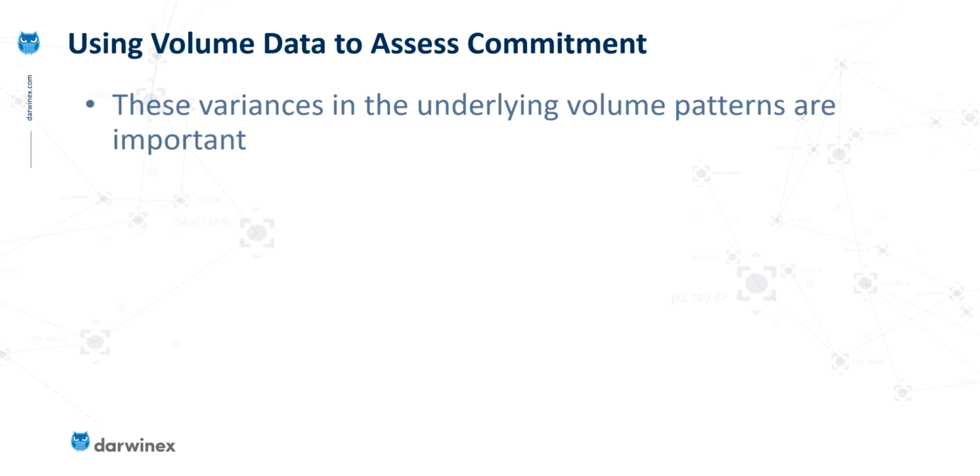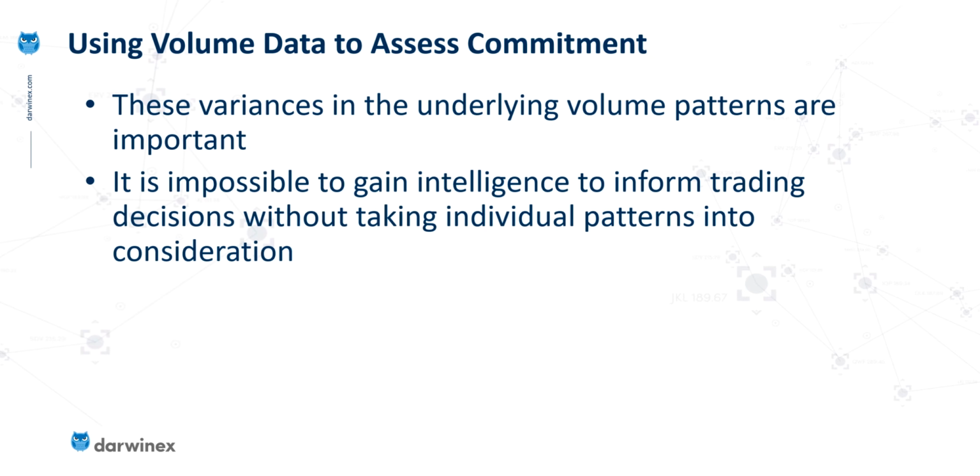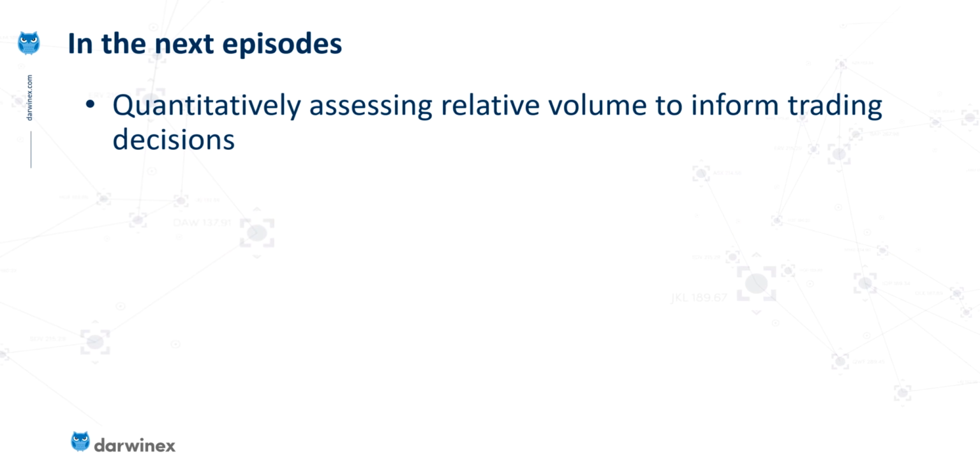Now, the way that the volume patterns vary is important. And as we said before, it's impossible to gain intelligence to inform trading decisions without taking the individual patterns into consideration. And that's what I start to look at in the next episode: quantitatively assessing relative volume per symbol to help inform trading decisions. And it's by doing that that will enable us to turn those probabilities slightly more in our favour based on that additional intelligence that we can gain.